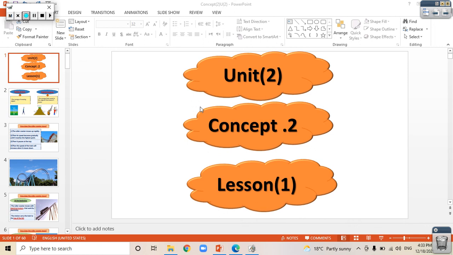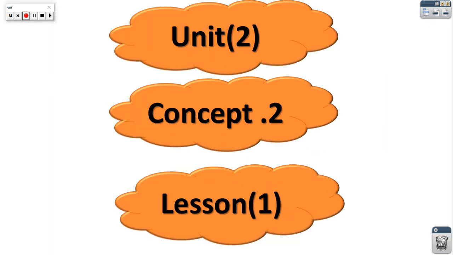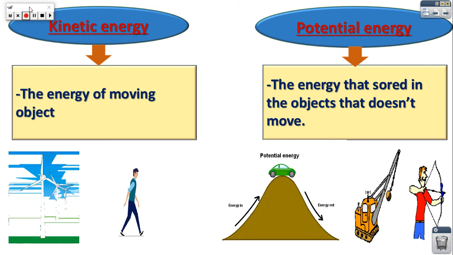In this concept, we will talk about energy. At first, let's know the two most important types of energy, which are kinetic energy and potential energy. The kinetic energy: when anything moves, it makes kinetic energy. So the energy of moving objects is called kinetic energy.